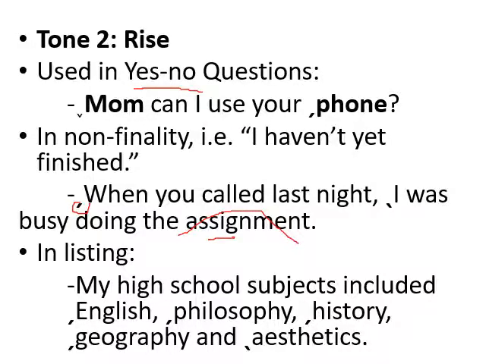نطلع وننزل. In listing بنعمل إيه؟ High school subjects included English. High school subjects included English, rise, philosophy, non-finality. ده لستة. history لسه أنا ما خلصتش. geography لسه ما خلصتش. and statics خلاص خلصت. يبقى إذن أجي هنا أروح عاملة على الstatics على دي بتطلع وتنزل.